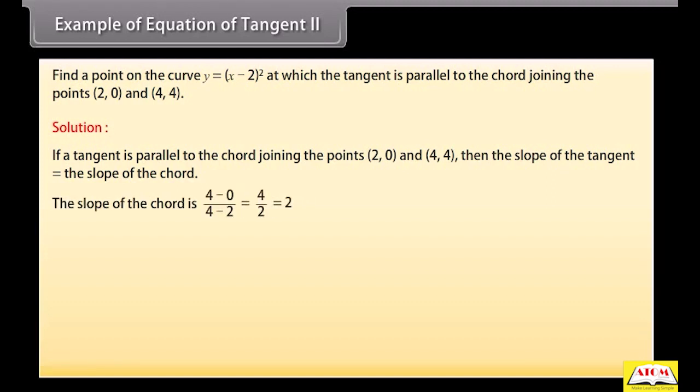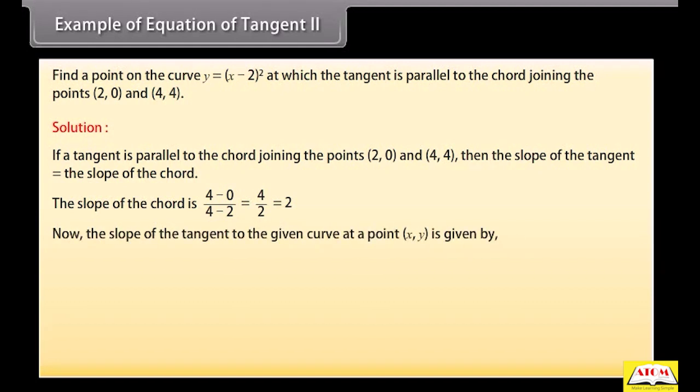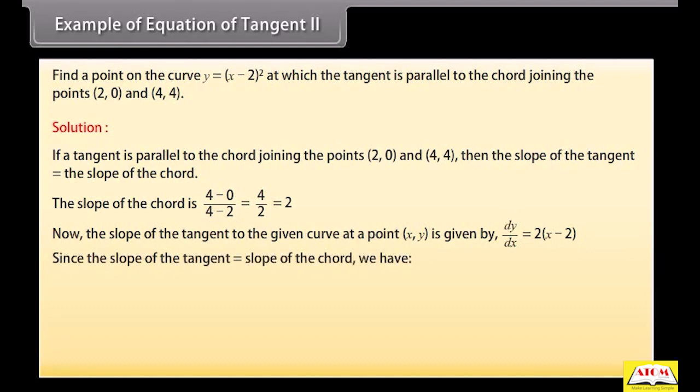The slope of the chord is (4 minus 0)/(4 minus 2) = 4/2 = 2. Now, the slope of the tangent to the given curve at a point (x, y) is given by dy/dx = 2 into (x minus 2). Since the slope of the tangent is equal to the slope of the chord, we have 2(x minus 2) = 2. It implies that x minus 2 = 1. It implies that x = 3.